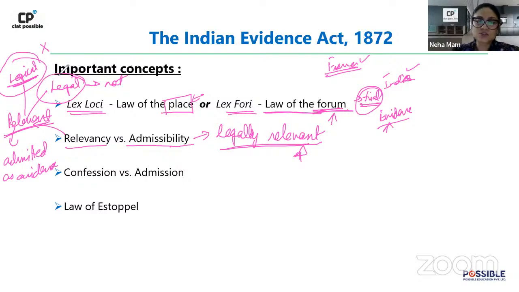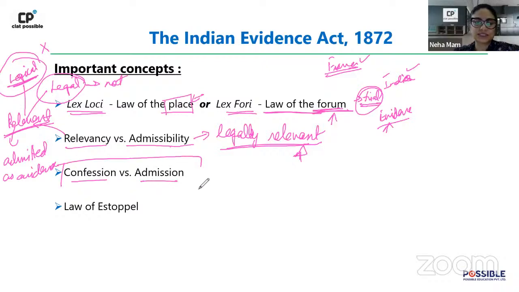Okay, so which will be evidence? Only what is legally relevant. So many times this concept comes up, relevancy and admissibility. I hope this is clear. Okay, let's go. Now next comes confession and admission.